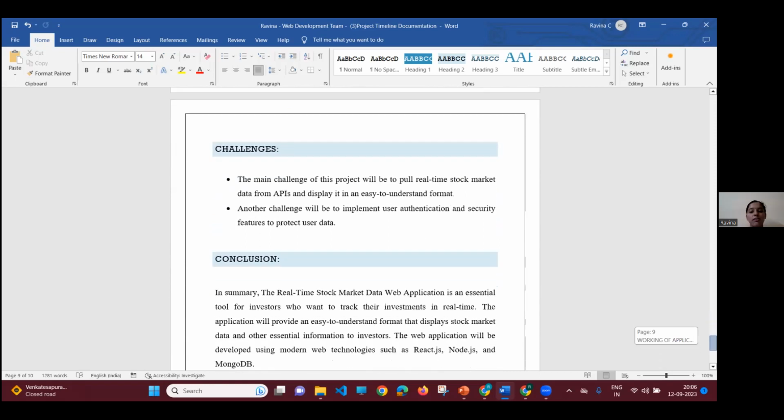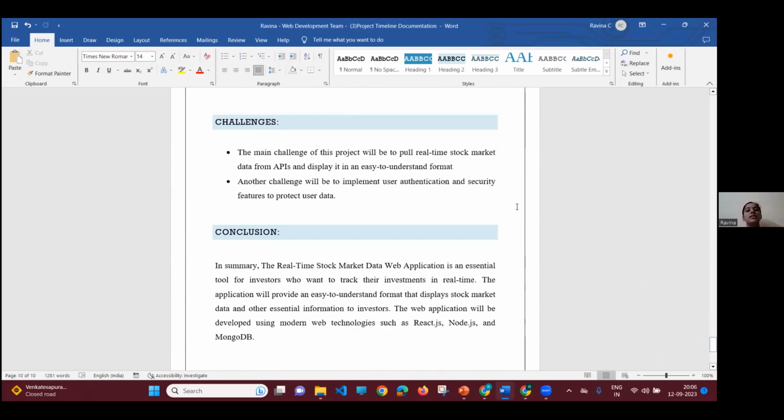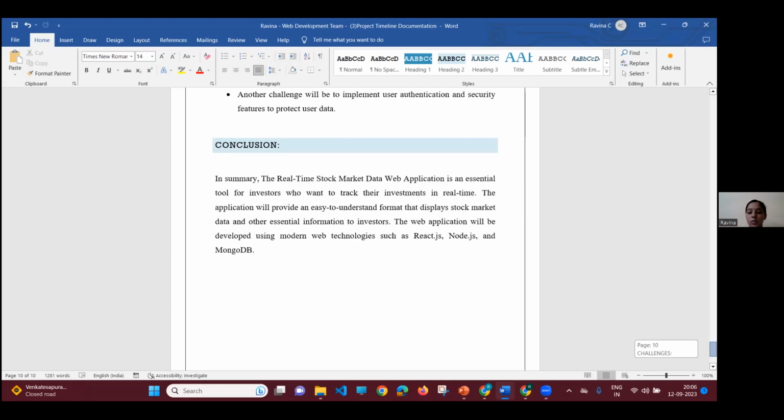The challenges faced in this application are to pull the real-time data and display it in an easy to understand format, and to implement user authentication and security features to protect user data. And the conclusion includes the summary of how the project is developed, like using React.js, Node.js, and MongoDB, and the key features like easy to understand format, and it may be in a responsive way. So that's all about the documentation.